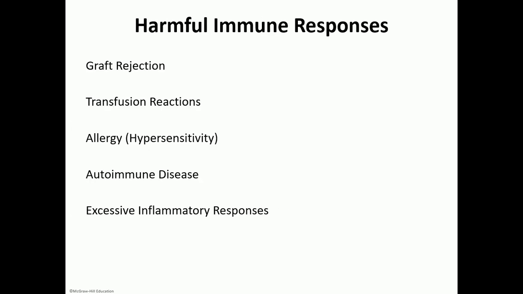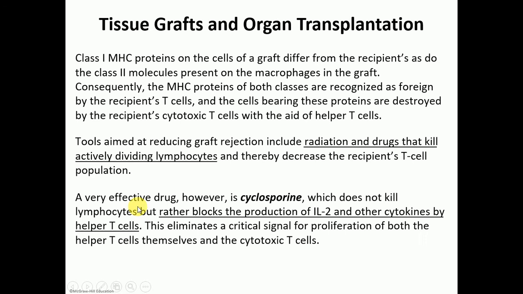Now, for harmful immune responses, we have graft rejection. The immune system is a good thing, but sometimes it goes overboard, and it can lead to harmful responses like graft rejection, transfusion reactions, allergies, autoimmune diseases where your immune system is attacking your own cells, or excessive inflammatory responses.